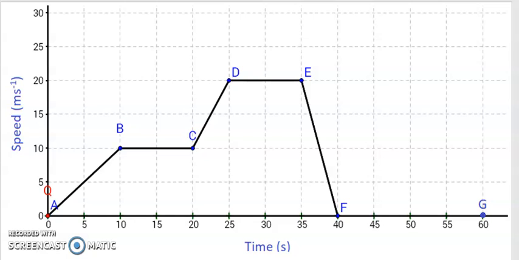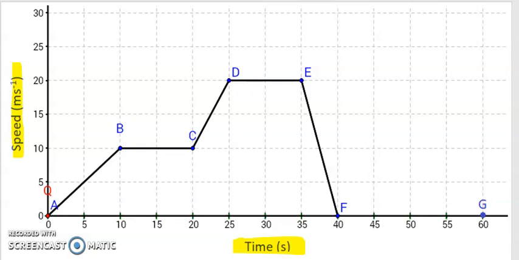Alright, so here we have a speed time graph. The first thing that we are going to do is interpret what the different lines mean. What I would like you to do is pause the video here and see if you can work out what type of motion each section represents.